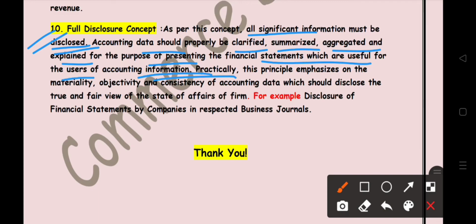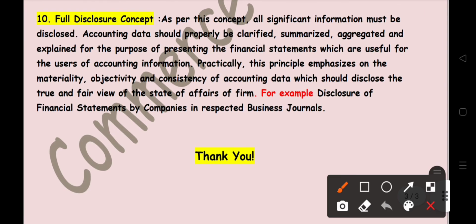The full disclosure concept states that we have to disclose all the material and relevant facts to the general public or to the stakeholders who are interested in doing business with us in the future, which shows our true financial position to the stakeholders. This principle emphasizes the materiality, objectivity, and consistency of the accounting data, which should disclose a true and fair view of the state of affairs of the firm.